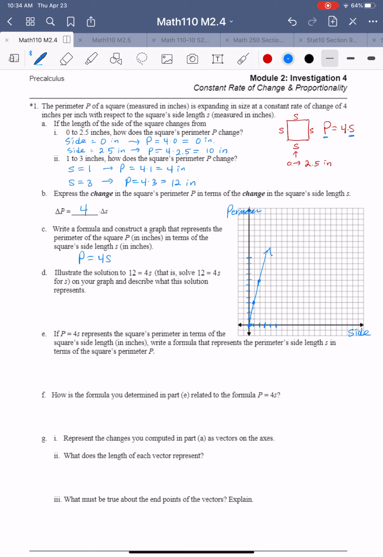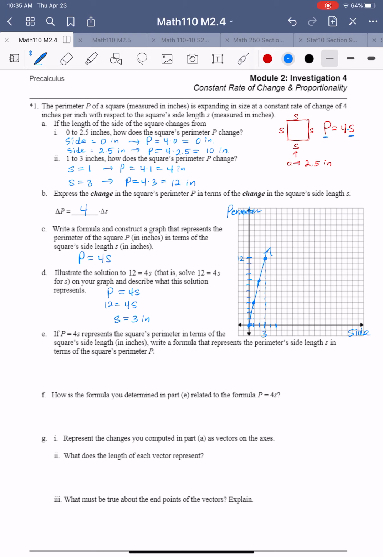Then, illustrate the solution of 12 equals 4s on the graph and explain what this solution represents. The perimeter equals 4s, and the perimeter is given as 12. Now you're looking for the side of the square. Divide by 4, and s equals 3 inches. So this time the perimeter is 12 right here, and when you go down to the side, it gives us the 3 here.